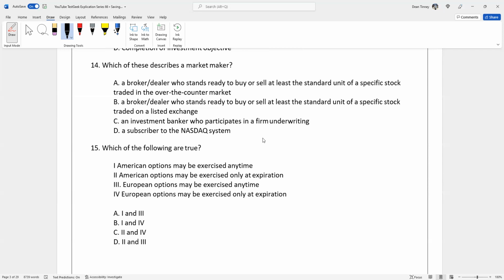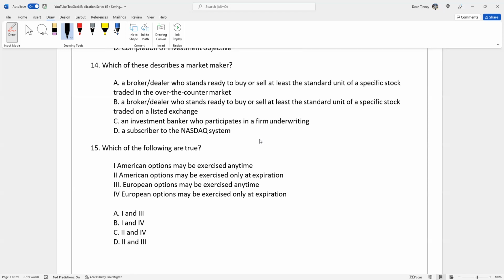I just want to make sure that there's not a better answer for me. A broker-dealer who stands ready to buy or sell at least the standard unit of a specific stock traded on a listed exchange. No, in a listed exchange, it's an auction order-driven market, and we're matching buyers with sellers. And so A still looks like my best answer.